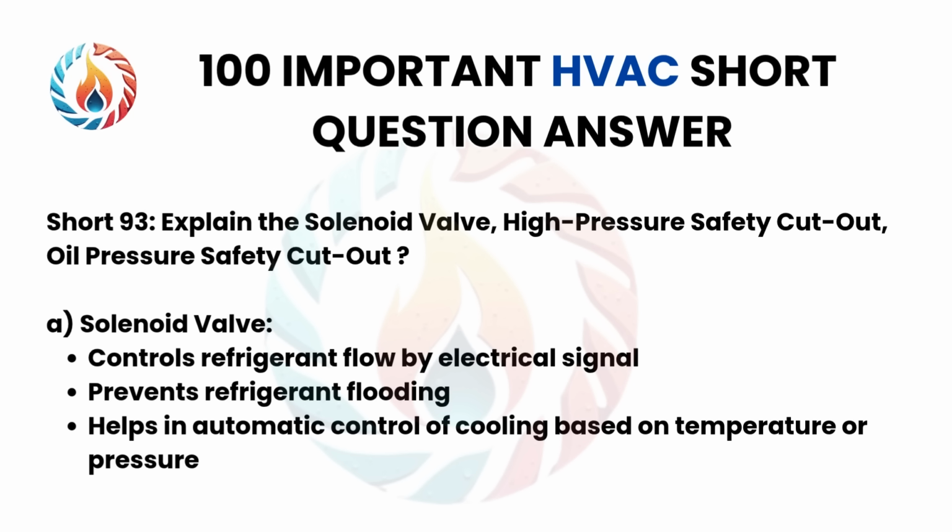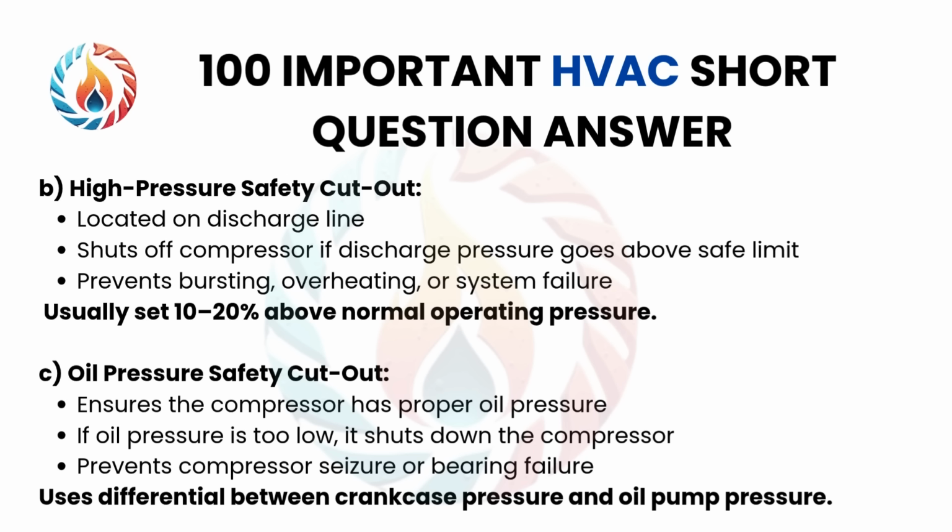Short 93. Explain the solenoid valve, high-pressure safety cutout, oil pressure safety cutout. A. Solenoid valve controls refrigerant flow by electrical signal, prevents refrigerant flooding, helps in automatic control of cooling based on temperature or pressure. B. High-pressure safety cutout. Located on discharge line, shuts off compressor if discharge pressure goes above safe limit. Prevents bursting, overheating, or system failure. Usually set 10 to 20% above normal operating pressure.